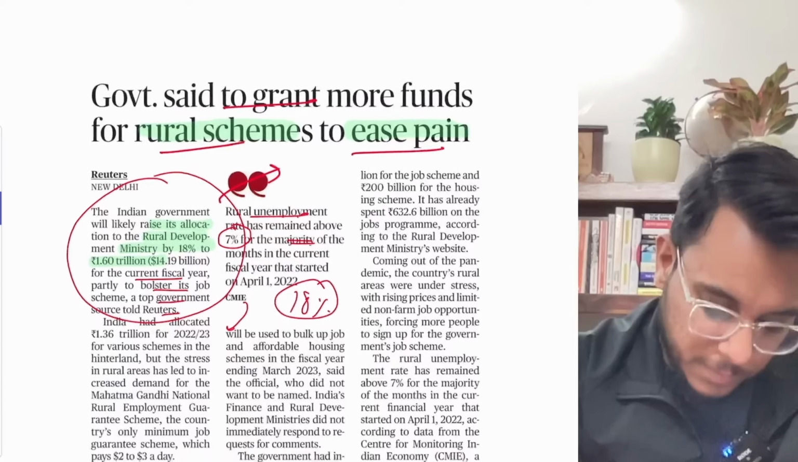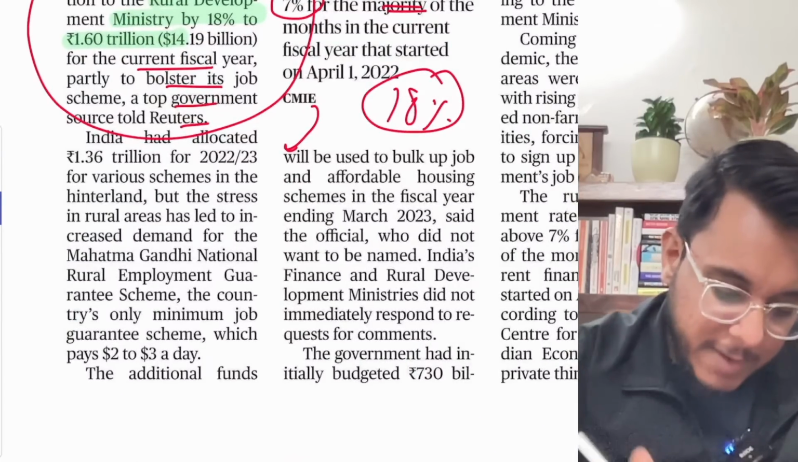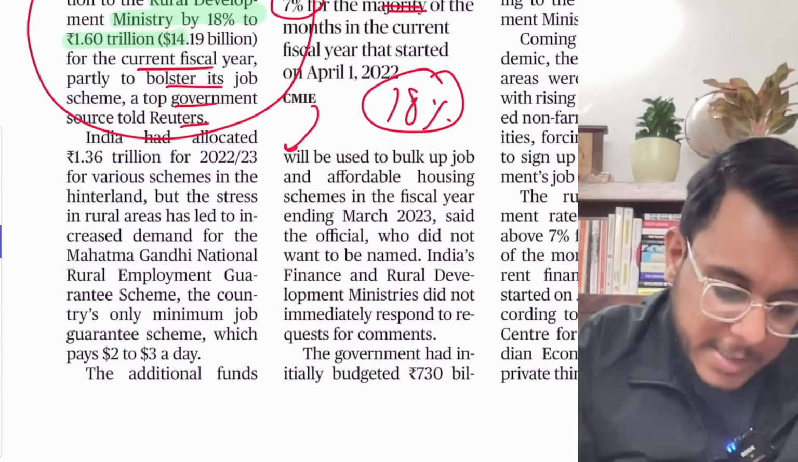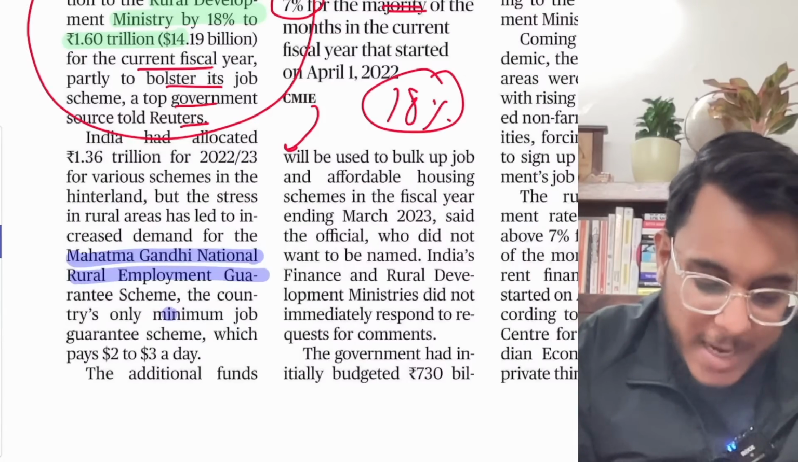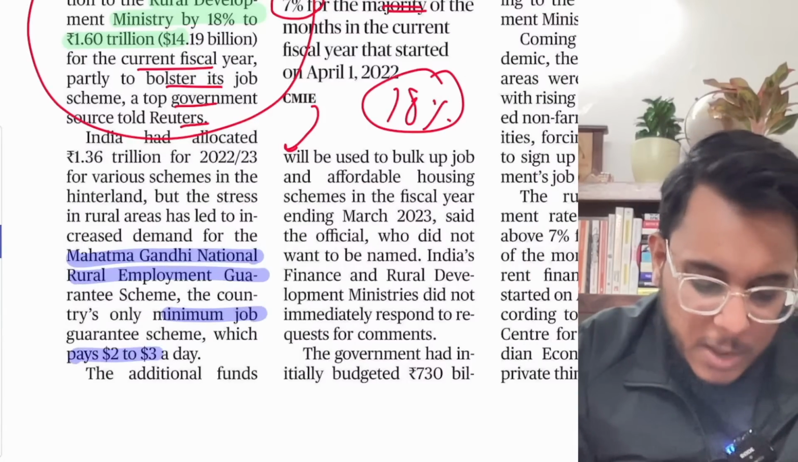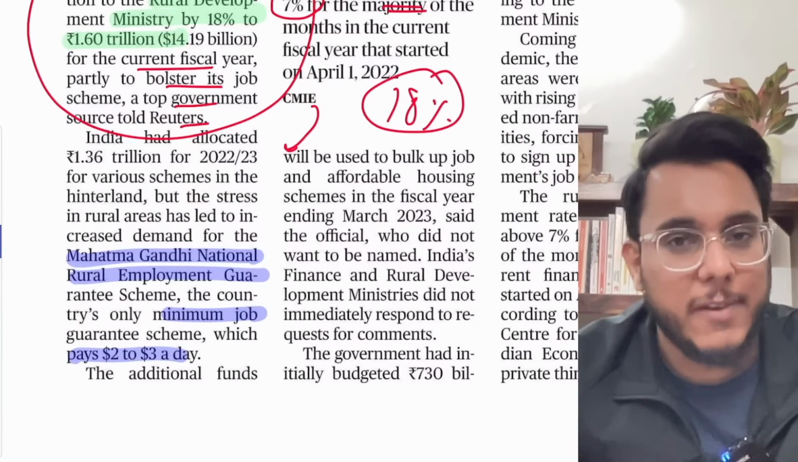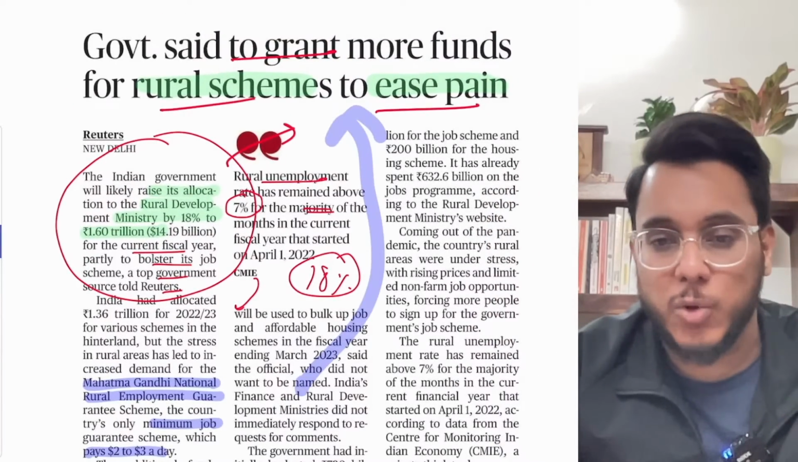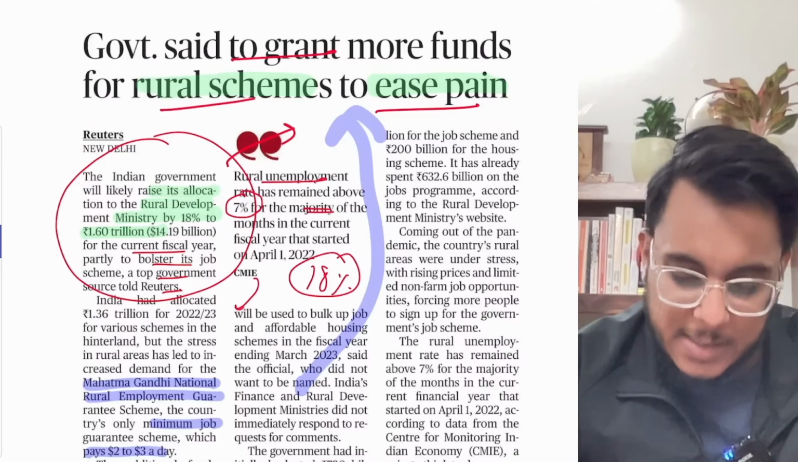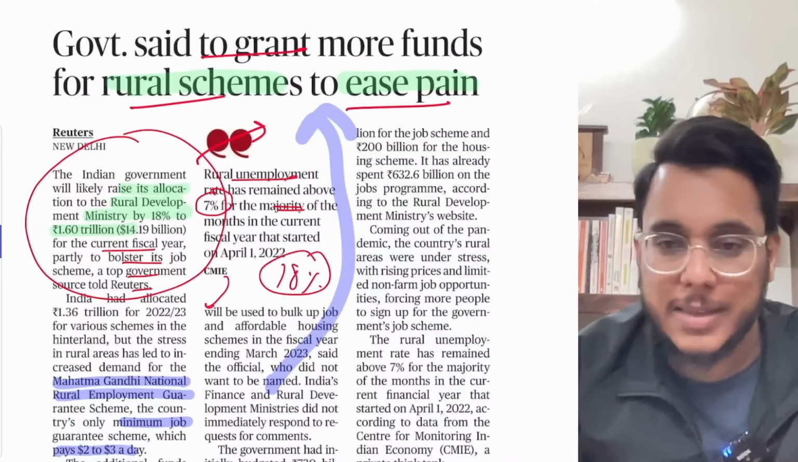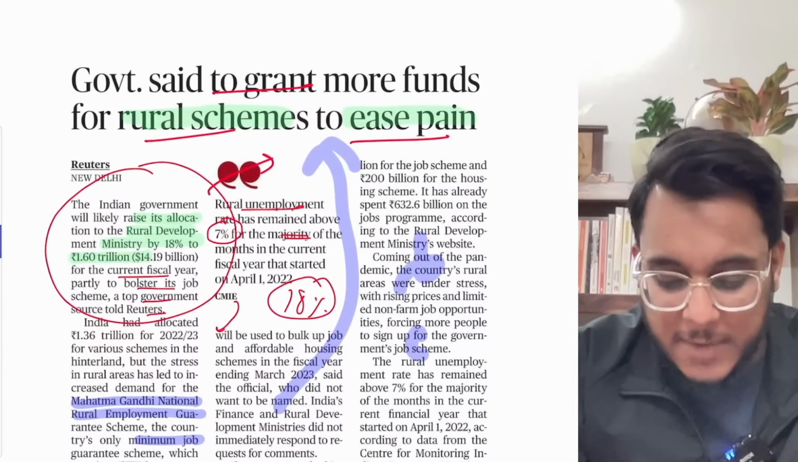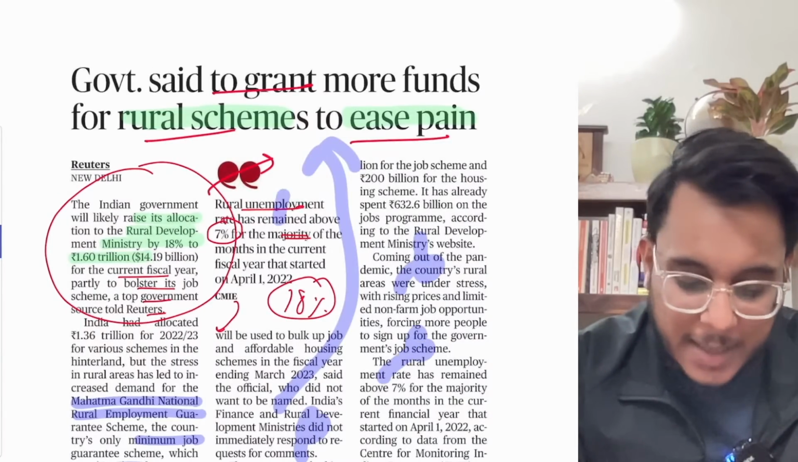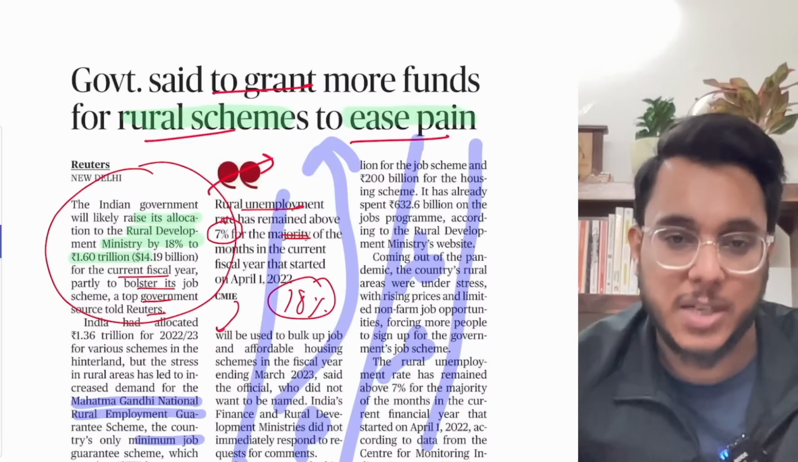Okay, now understand this, guys: when we talk about rural India, we know that the MGNREGA scheme provides the minimum job guarantee. It is just paying $2 to $3 per day, which is not sufficient. So there is a very big reason that the funding to the Ministry of Rural Development is to be increased. This is something that has come here. Okay, that is all about it. However, how much money will be increased, how many percentage, is not something to be seen in much detail.